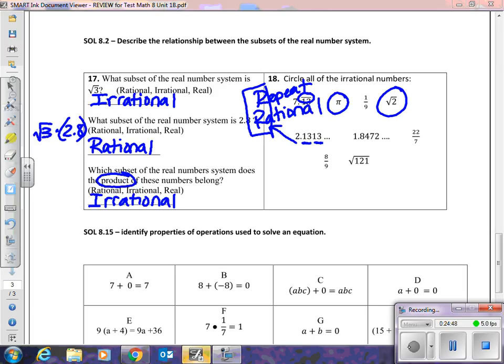Then when you go to the next decimal, I see 1.8472 dot dot dot. I don't know what the next number is going to be. I can't predict it because there's no repeating pattern to it. This is an irrational number.